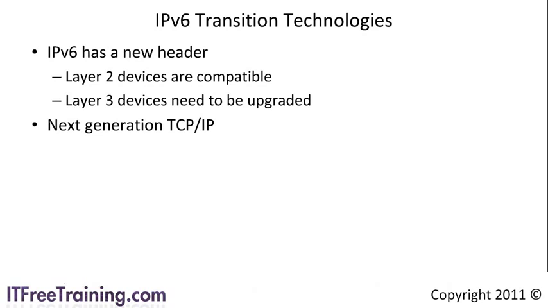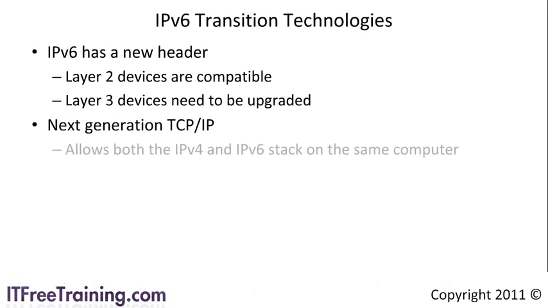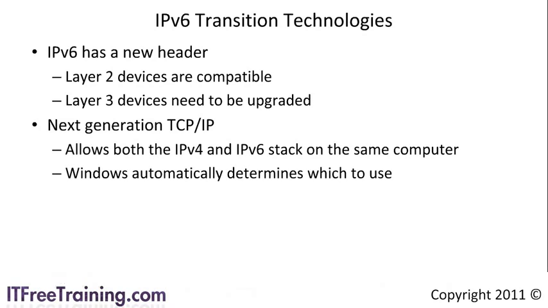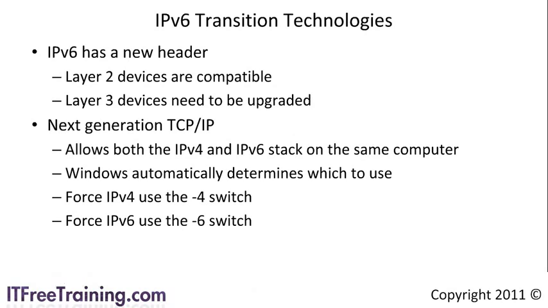Simply put, this means Windows Server 2008 allows both the IPv4 stack and IPv6 stack to be used on the same computer. Windows will attempt to automatically decide which to use. A lot of commands support the -4 and -6 switches. These switches force Windows to use either the IPv4 protocol or the IPv6 protocol.